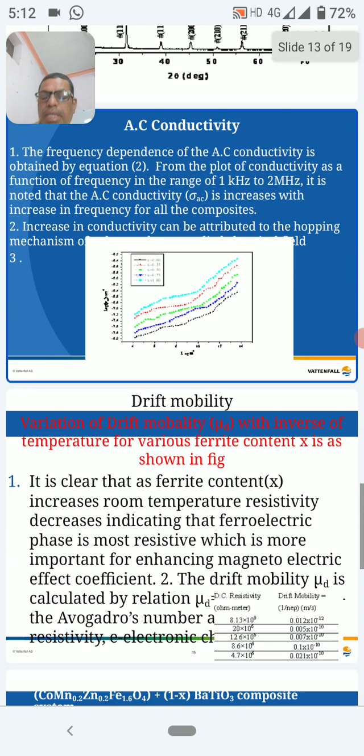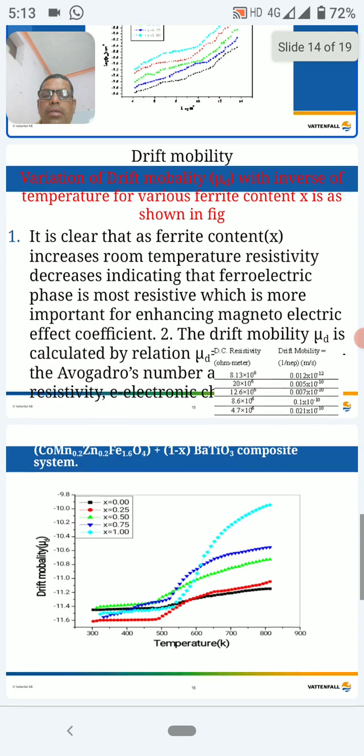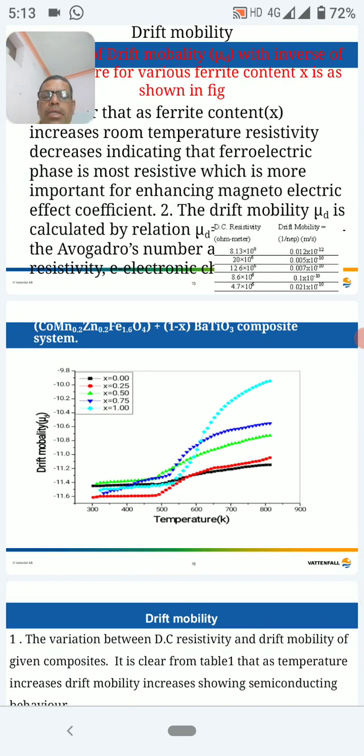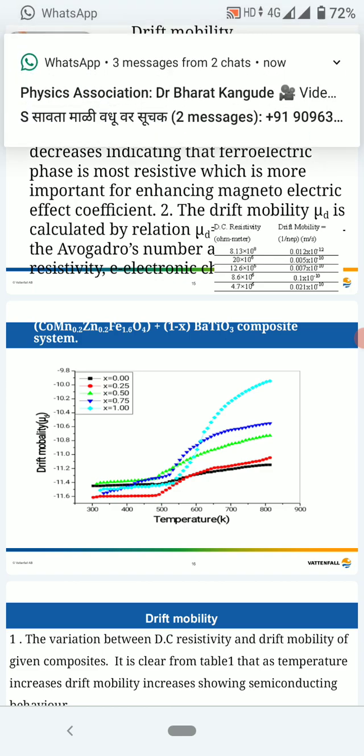Then drift mobility. The variation of drift mobility mu d with inverse of temperature for various ferrite content x is shown in the figure below. This is the absolute temperature and drift mobility mu d, and the graph is plotted. The formula for the drift mobility is mu d equal to 1 upon n e rho, where n is the Avogadro number, e is the electron charge, and rho is the resistivity.